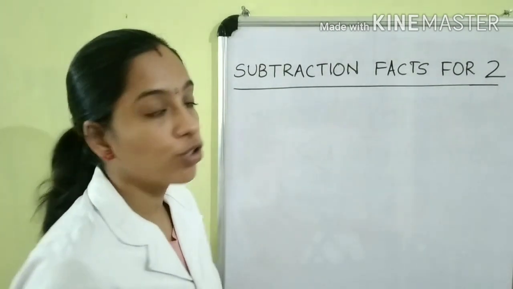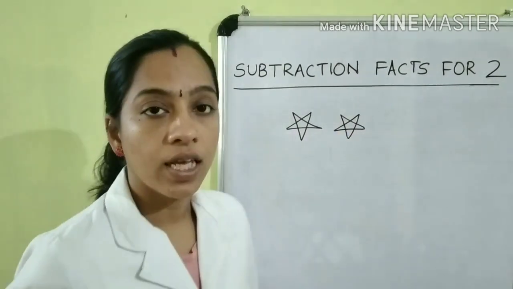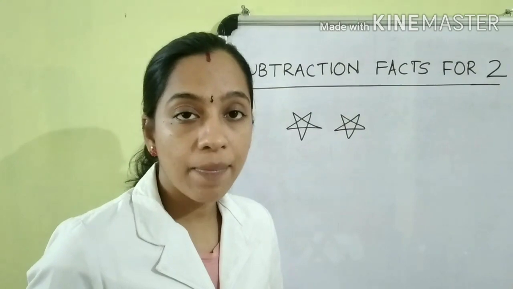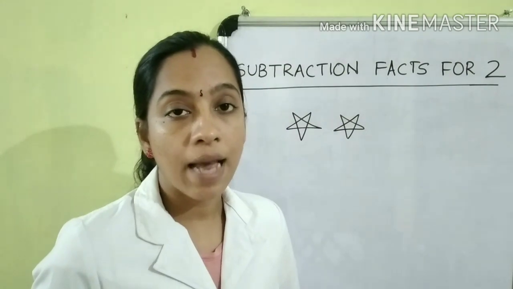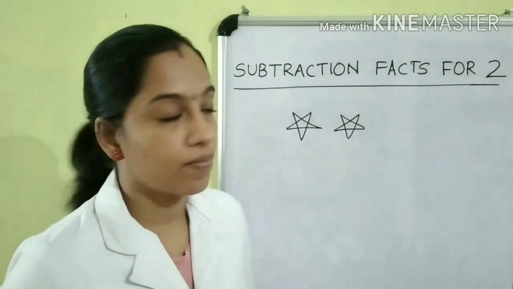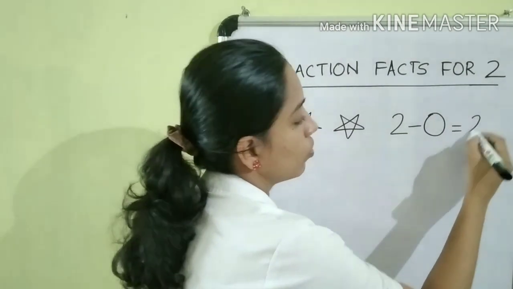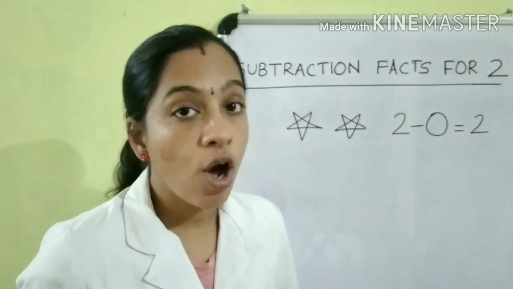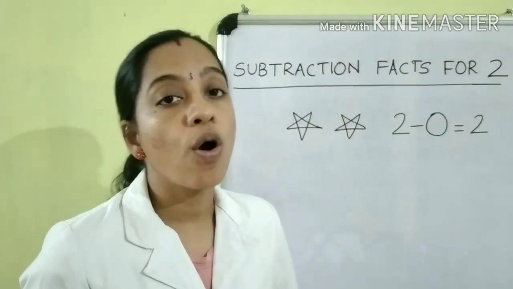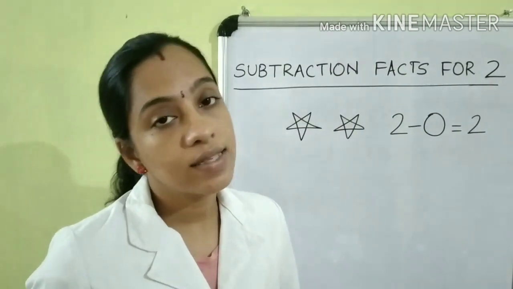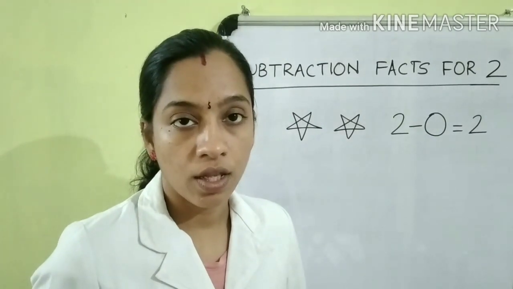See, I am going to draw 2 stars. Children, if I will subtract 0 star from these 2 stars, I am left with 2 stars. That is 2 minus 0 is equal to 2. We know the property of subtraction. That is, subtracting 0 from a number gives the same number. That is, 2 minus 0 is equal to 2.